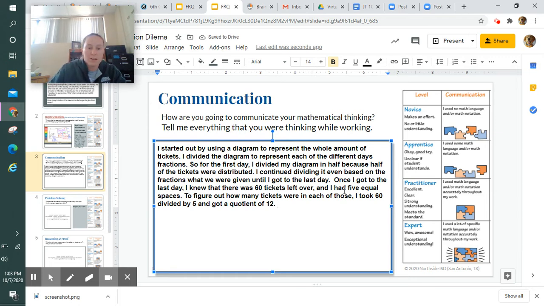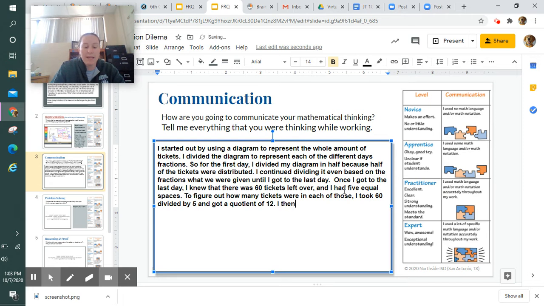Okay. Notice all of the math language that I'm using in here. I divided it. I got a quotient. I'm using my fractions. I'm distributing. This is where you want to use your math vocabulary. Okay. So if you look at that rubric on the side, you're using your math language and your math vocabulary. Okay.